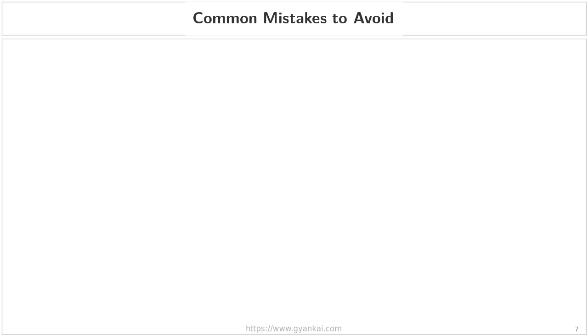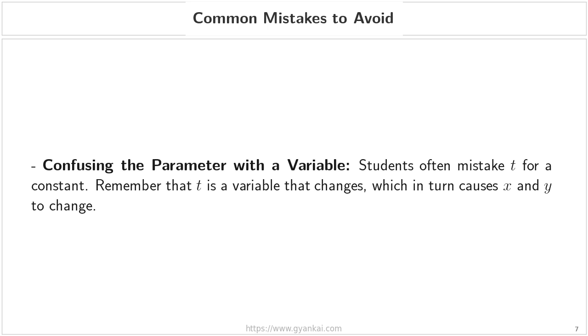Common mistakes to avoid. Now that we have explored the concept of parametric equations and seen how they apply to real-world scenarios like projectile motion, let us conclude by discussing some common pitfalls to avoid. First, be careful not to confuse the parameter with a constant. A frequent mistake students make is treating the parameter, such as t, as a fixed number. It is important to remember that t is a variable that changes. As we saw in our previous examples, as t varies, it simultaneously drives the changes in both x and y.